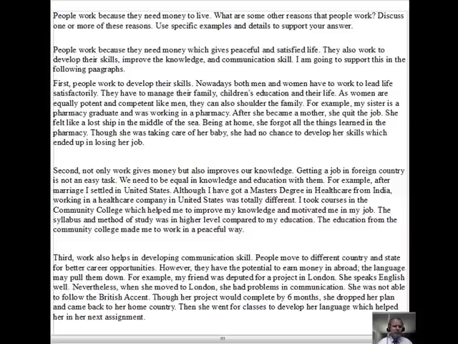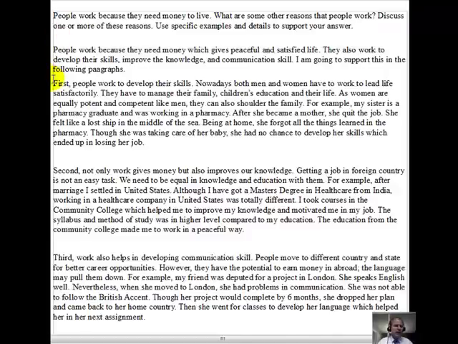Alright, let's take a look at your essay. So your question here: people work because they need money to live. What are some other reasons that people work? Discuss one or more of these reasons. Use specific examples and details to support your answer. So obviously here, you cannot talk about the first reason because it's asking you to discuss other reasons.